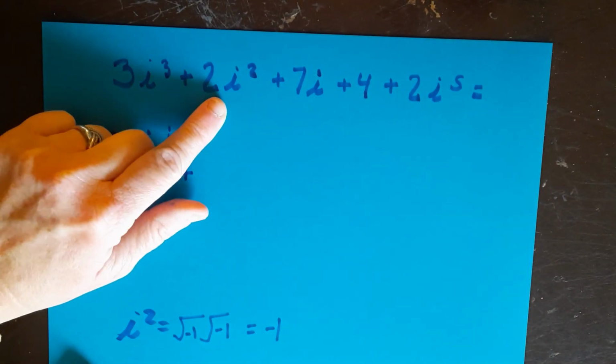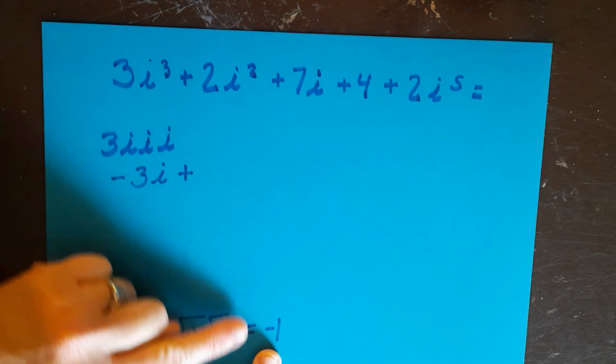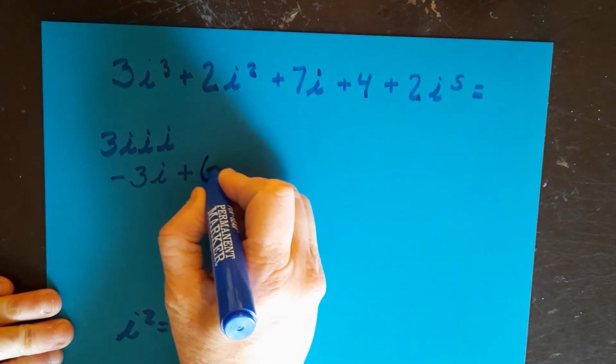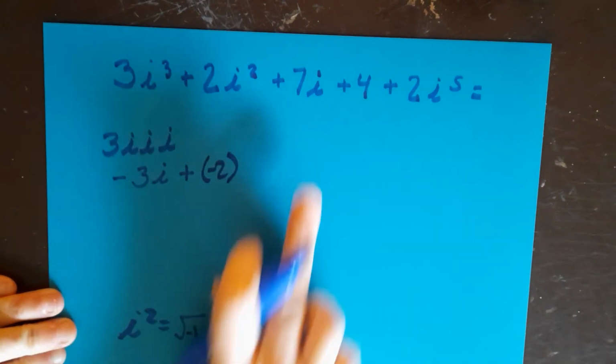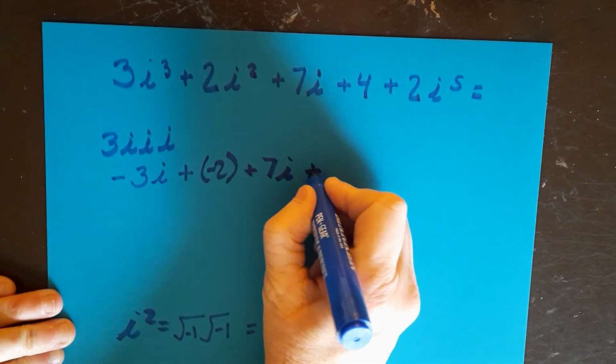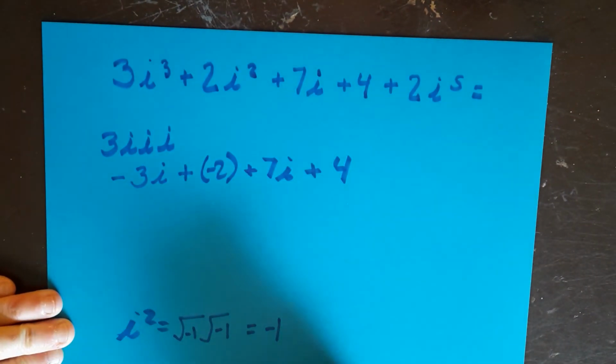Now we have 2 times i squared. Remember, i squared is negative 1. So we have 2 times negative 1, which is a minus 2. So we have 2 plus a negative 2. 7i is as simple as you can get. 4 is as simple as you can get. Now we have 2 times i to the 5th.